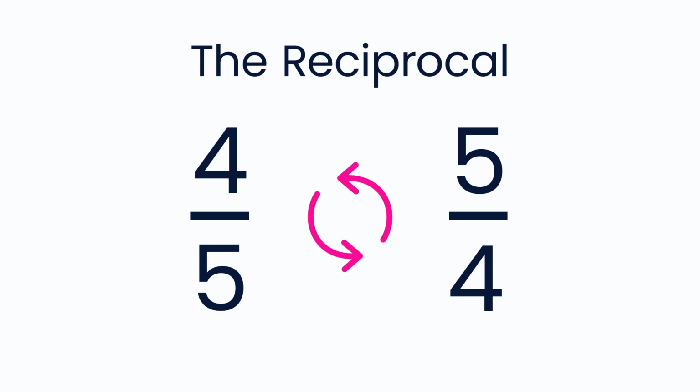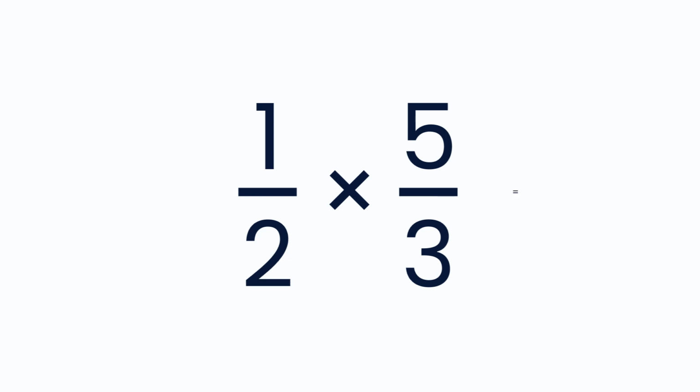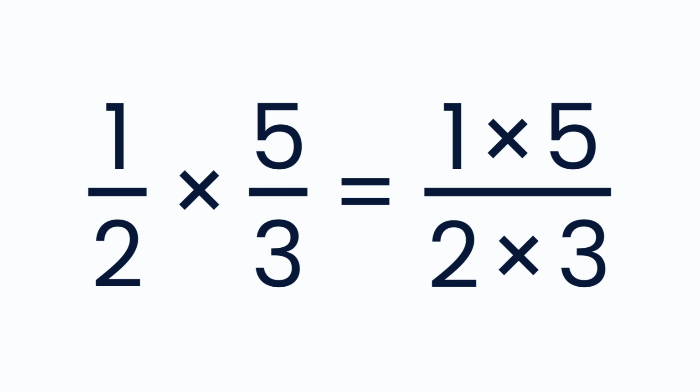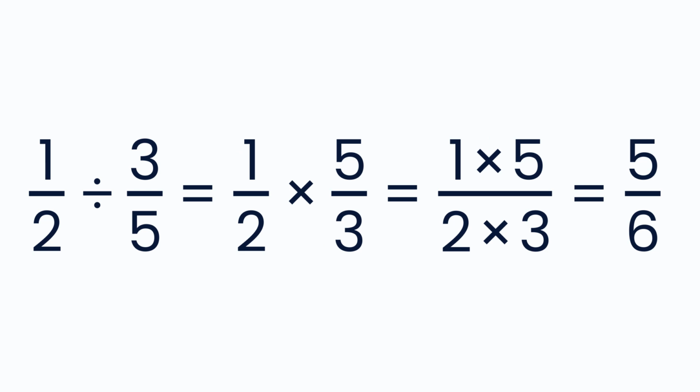Let's learn to divide fractions by each other through some examples. 1/2 divided by 3/5. You follow the method and keep the first fraction. Change from division to multiplication, and flip the last fraction from 3/5 into 5/3. Then you multiply 1/2 by 5/3. Now you multiply the numerators and multiply the denominators to get the answer. 1 times 5 is 5, and 2 times 3 is 6, which makes 1/2 divided by 3/5 equal to 5/6.